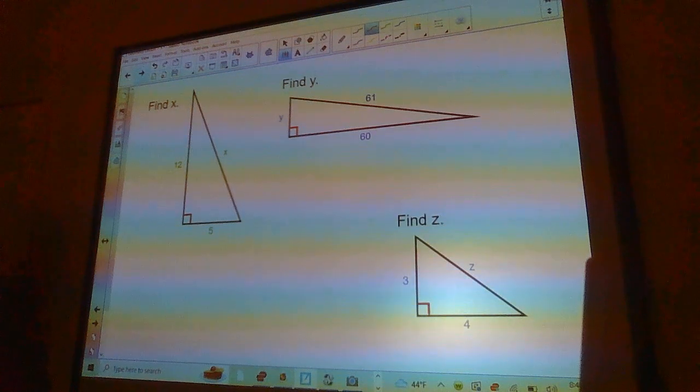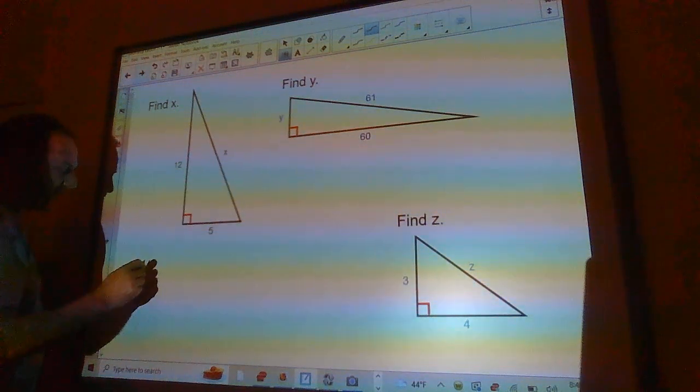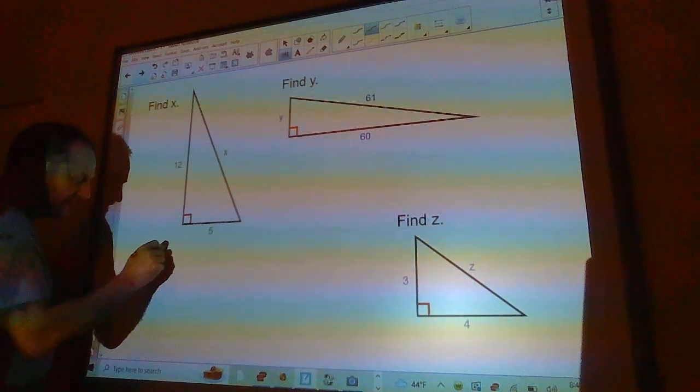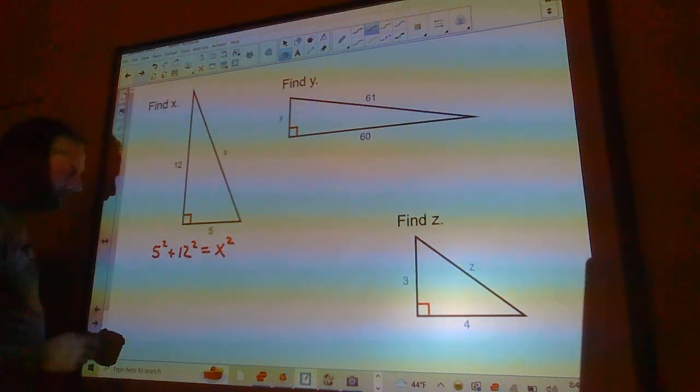Okay, so how do I use this? I'm going to use this to find x here. So this is the leg, this is the leg, this is the hypotenuse. So in this one it tells me that 5 squared plus 12 squared equals x squared.